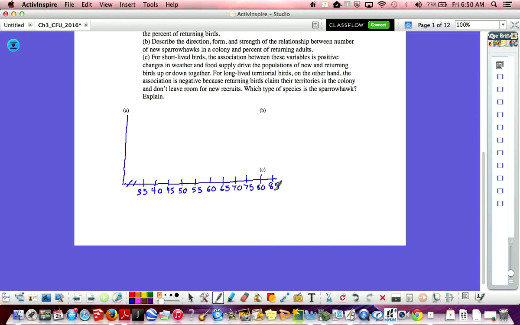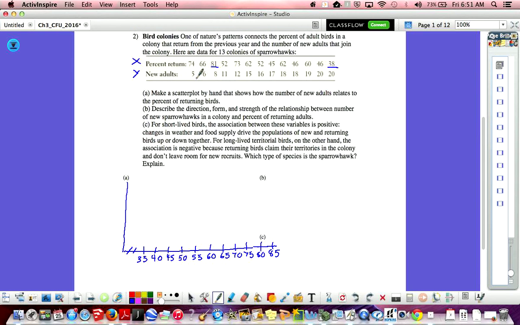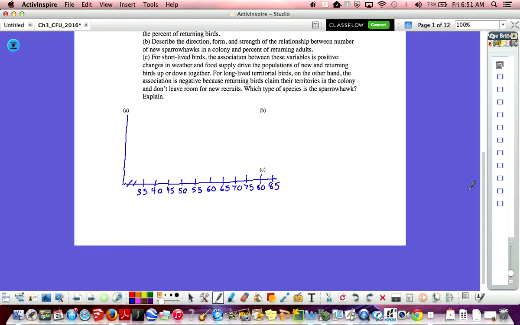Then for my new adults, what's nice is that the values range from a low of 5 to 20, so I'm going to feel okay starting that one at 0. I'm going to count by 2s here: 2, 4, 6, 8, 10, 12, 14, 16, 18, and 20.